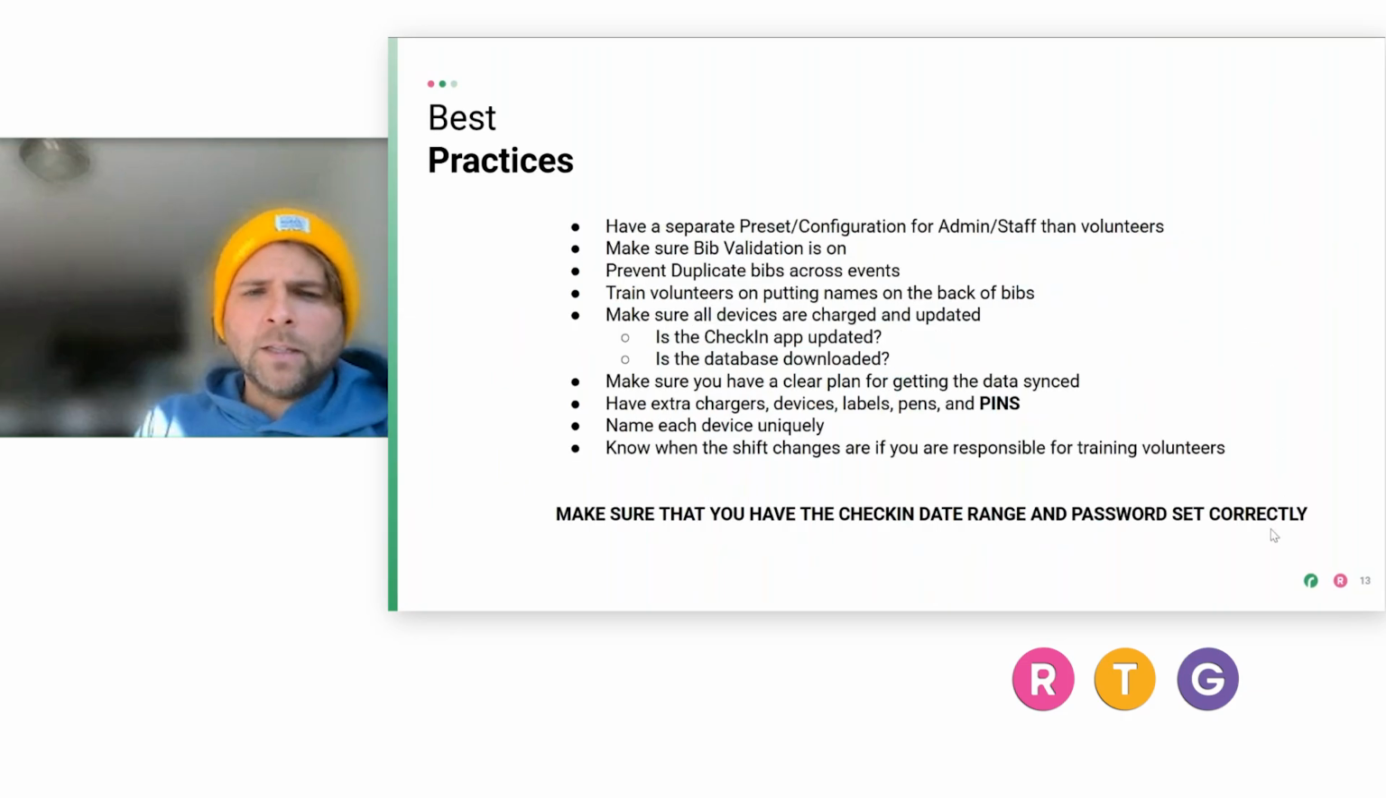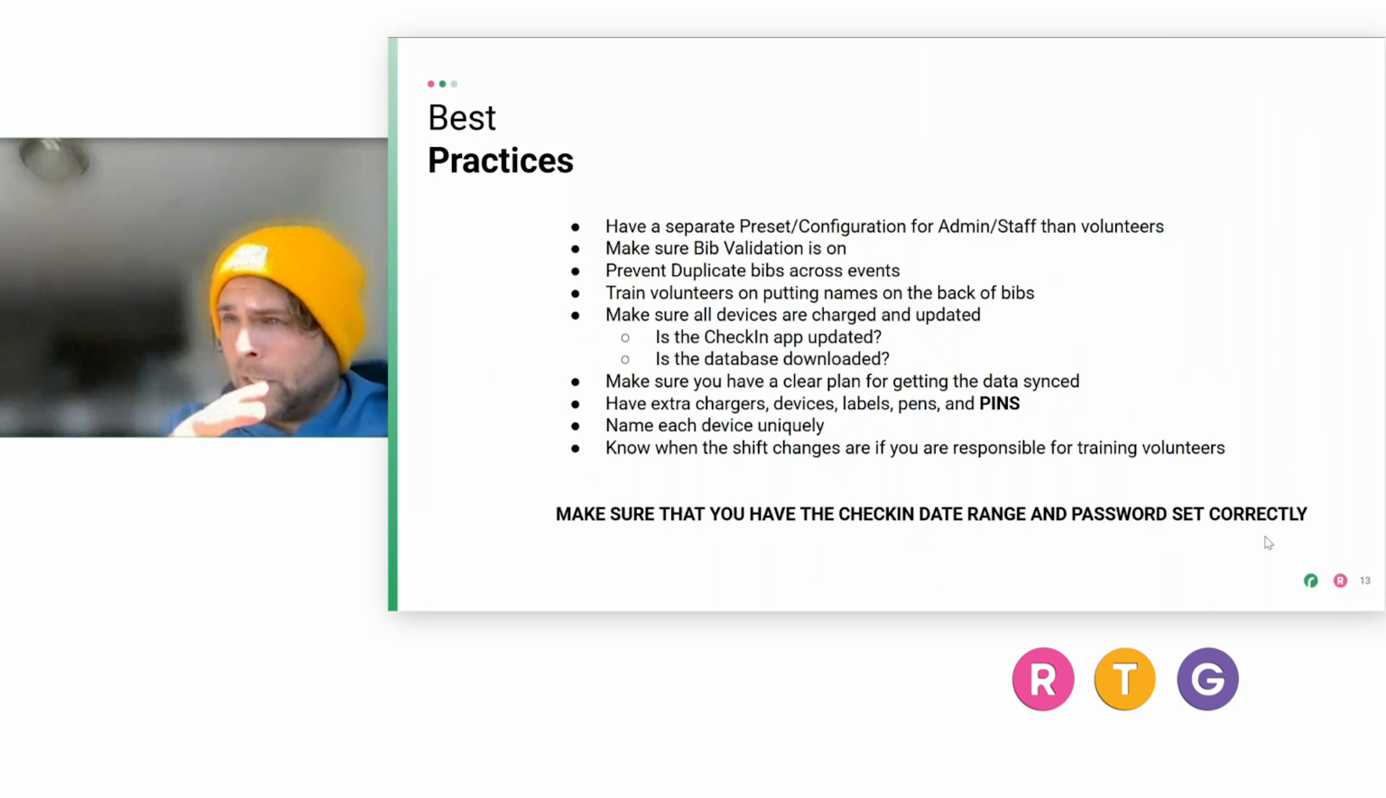Some best practices within the check-in app: having a separate preset and configuration for administrative or staff personnel versus volunteers, making sure that bib validation is turned on and that you are preventing duplicate bibs across events. Training volunteers on putting names on the back of the bibs, especially if you're doing dynamic bib assignment, making sure that there's not the possibility of people swapping their bibs around in the hotel room race morning.